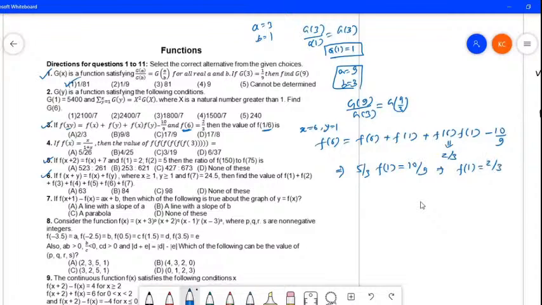Now next time we can put x and y as one of these as 6, and the other one as 1 by 6, and then we can get the value. So multiplication of these is f of 6 into 1 is f of 1 is equal to f of 6, f of 1 by 6, f of 6, f of 1 by 6 minus 10 by 9. We have the values, we'll put the values, we'll get the answer.